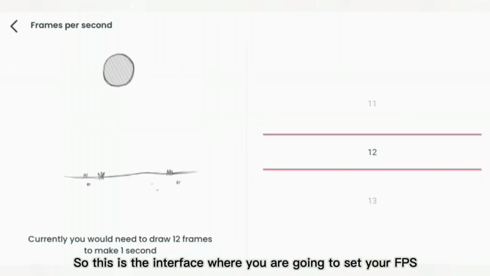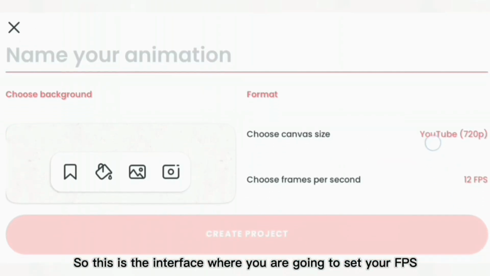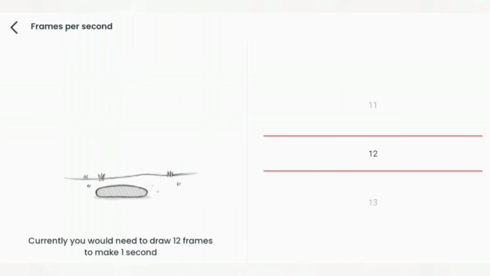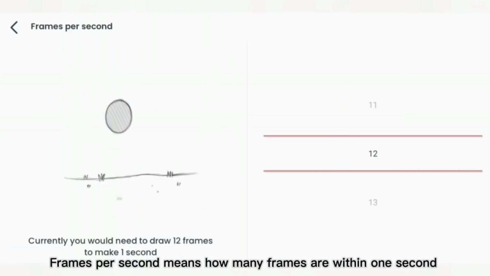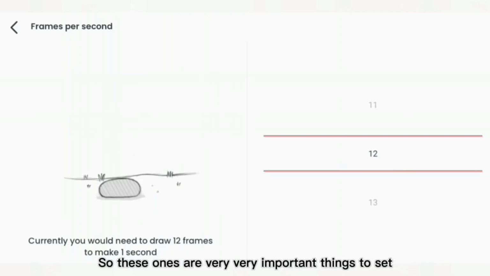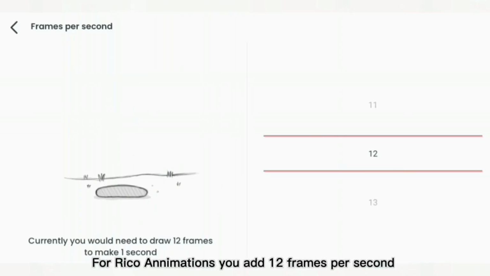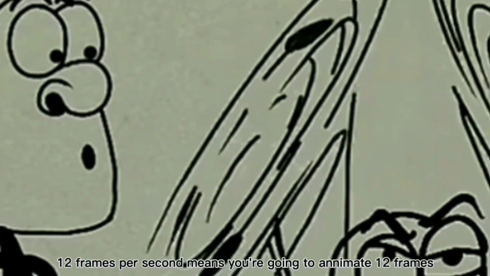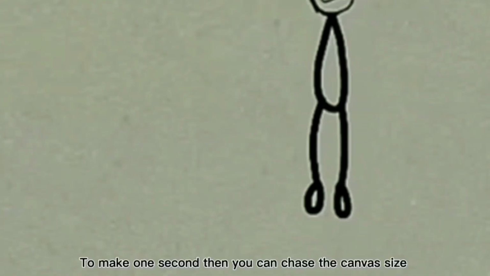So this is the interface where you're going to set your FPS. I remember telling you frames per second means how many frames are within 1 second. So these ones are very important things to set. So for Rico animation, you add 12 frames per second. 12 frames per second means you're going to animate 12 frames to make 1 second.